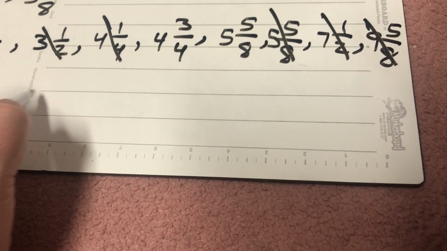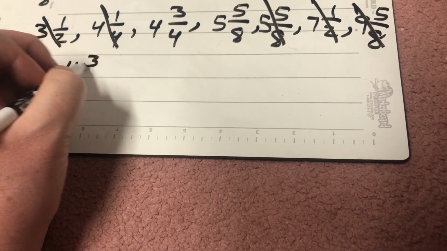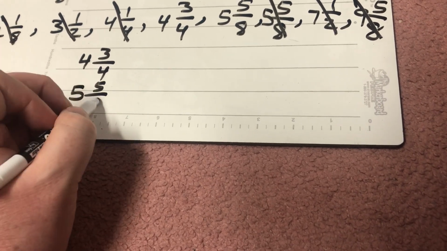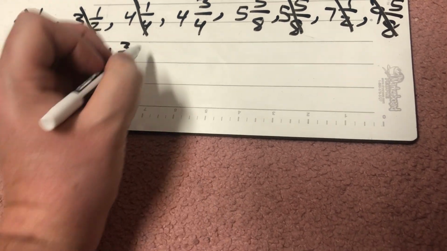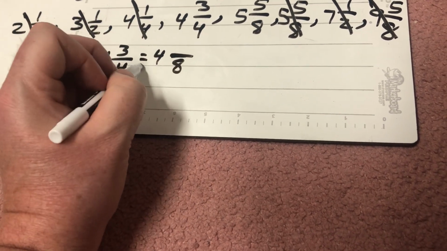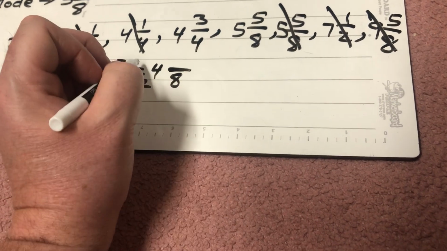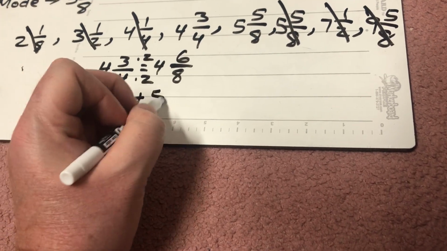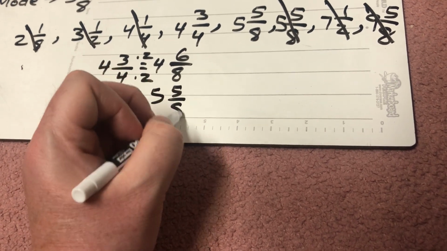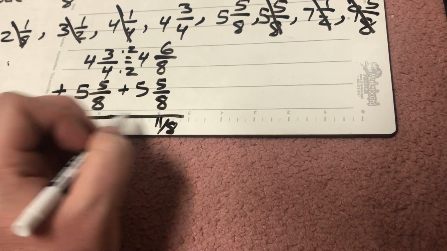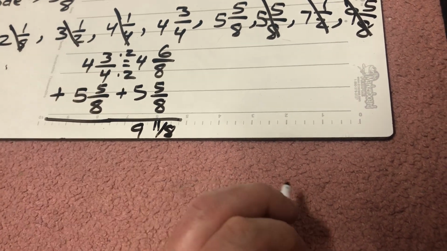I'm going to take 4 3/4 and add 5 and 5/8. Once again, we're going to use 8 as a common denominator. 4 times 2 is 8. 3 times 2 is 6. We're going to add 5 and 5/8. 6/8 plus 5/8 is 11/8. 4 plus 5 is 9.